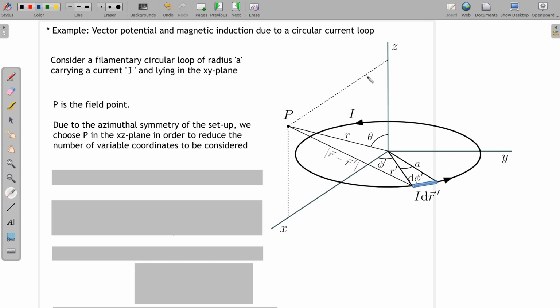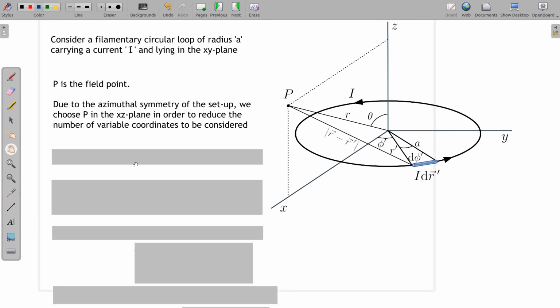So we choose P to be lying on the xz plane, and as you will see, choosing P this way reduces the number of variable coordinates. It gives us some constant coordinates, so we don't have to worry about them. This is how we go about doing this.